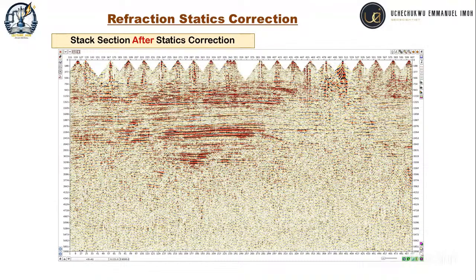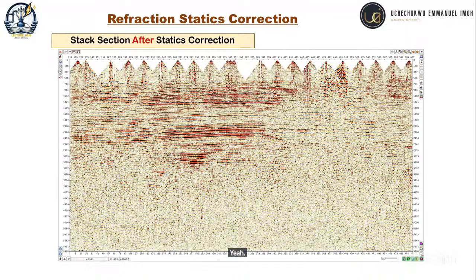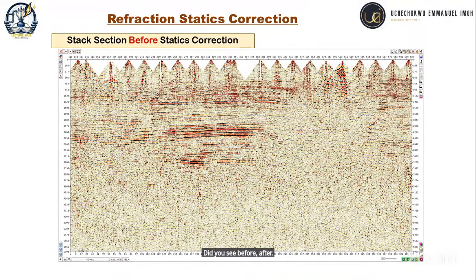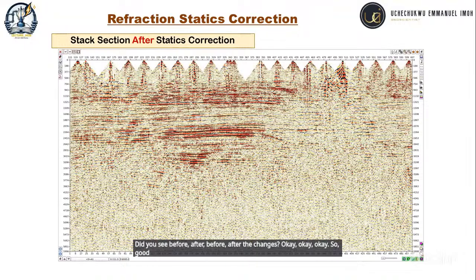I'm not hearing you, Kudus. It seems your network is very bad. Can any other person speak out? Yeah, I can see it. Sir, I'm with you, sir. Okay. Any other person? I need a third opinion or fourth opinion, please. Yeah, I can see it. Stack section after. Did you see before, after the changes? Yeah, I saw before, after. Yeah, I'm seeing it before now, after. Okay. So Kudus, your network, please.